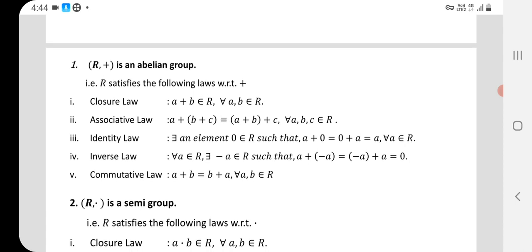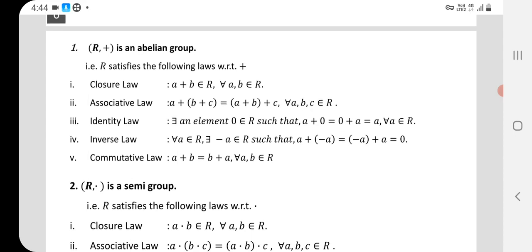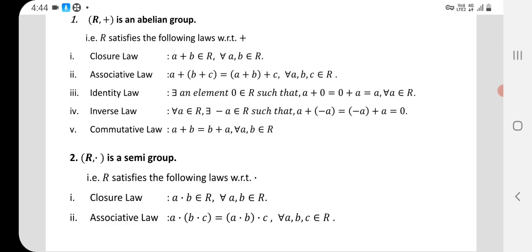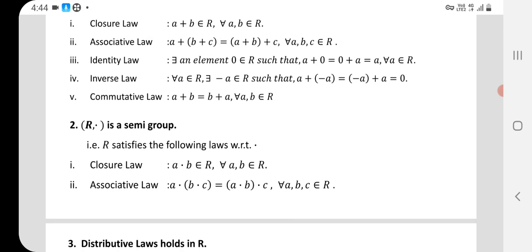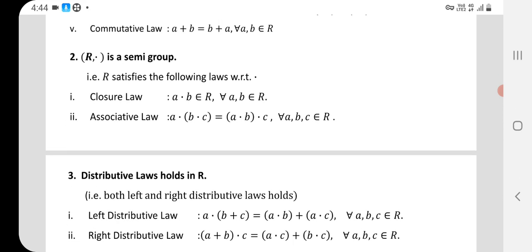Now the first one, R under addition is an abelian group. That means R under addition satisfies all these conditions. Second one, R under dot, that means multiplication, is a semigroup. That means R will satisfy only these two conditions under multiplication.